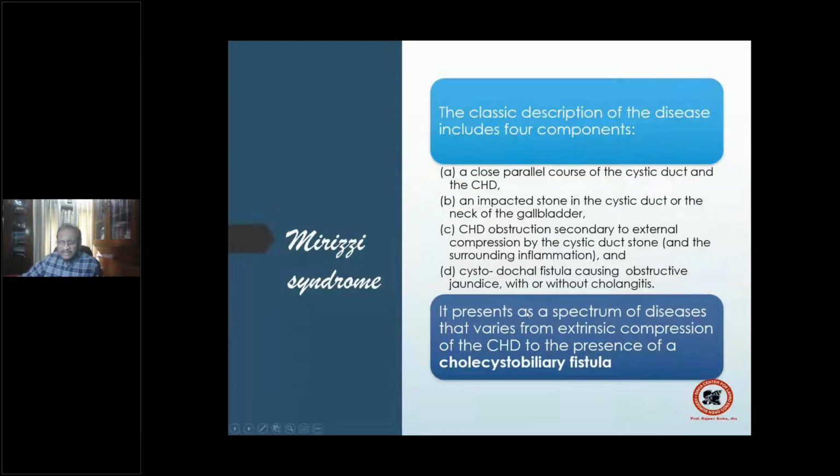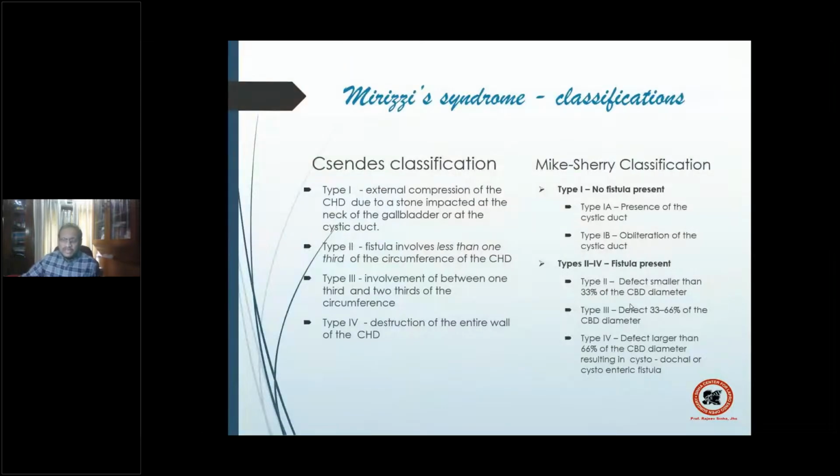It presents as a spectrum disease. That basically means Mirizzi's is not one single presentation. It can present as a whole spectrum, from mild jaundice to more severe jaundice to acute cholecystitis and of course cholecystobiliary fistula. So the classification is important in the sense that you have two types: number one, the Csendes classification, and number two, the McSherry classification. But for all practical purposes, Csendes classification is most commonly followed.